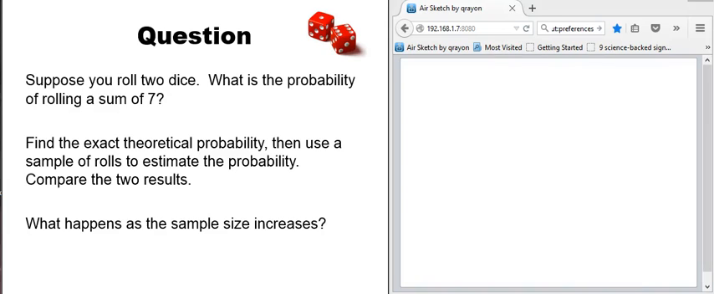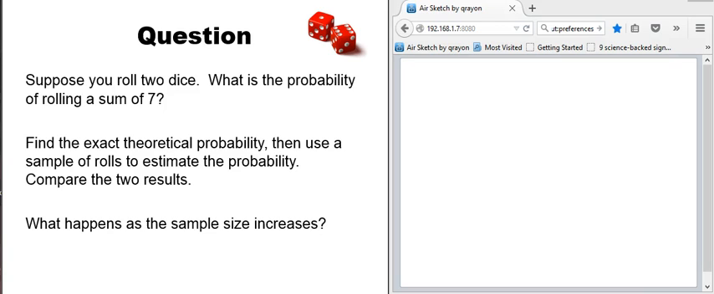Well, suppose you roll 2 dice. And the question I'm looking at right now is, what is the probability of rolling a sum of 7? So I'm going to do this 2 different ways. First, I'm going to find the theoretical probability. Then I'll do this by taking a sample of rolls, rolling the dice over and over again, and using that to estimate the probability. And we'll see what happens as I increase the sample size. As I roll more and more times, see what happens.